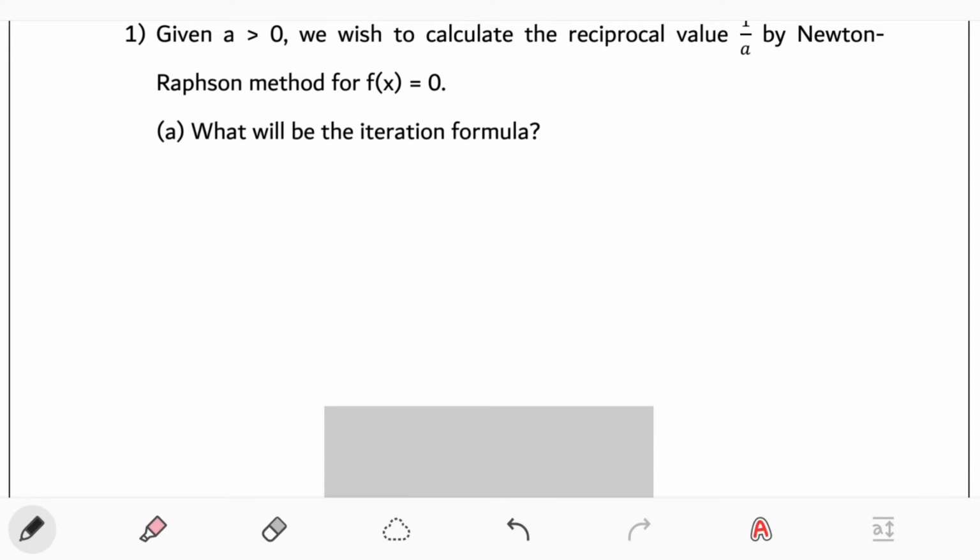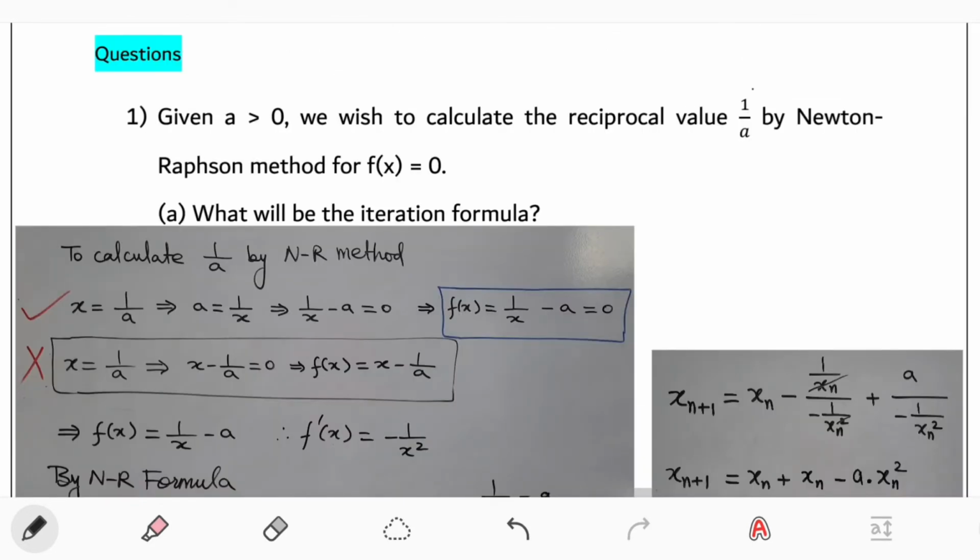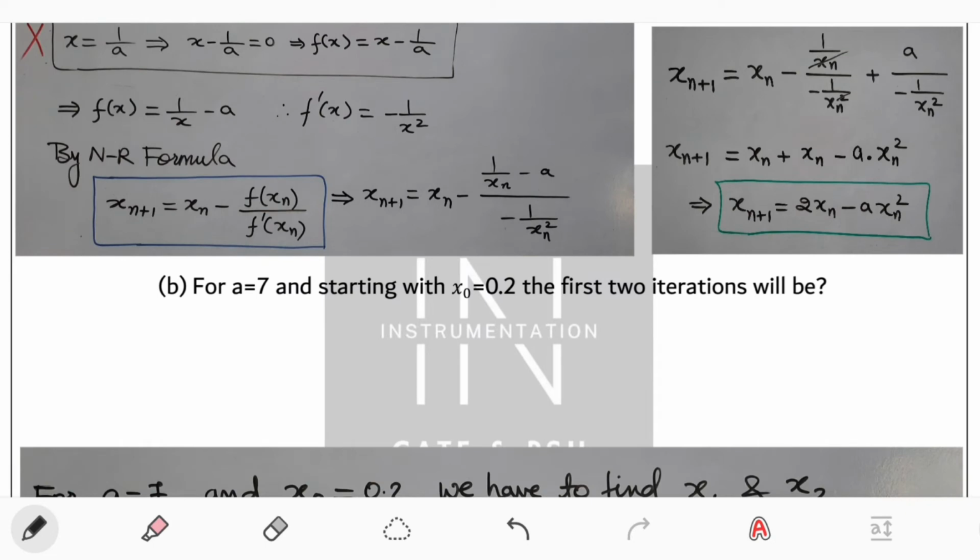Okay, so the first question given is, let me read the question first. Given a greater than 0, we wish to calculate the reciprocal value, which is 1 by a, by the Newton-Raphson method for f of x equals 0. The first part is, what will be the iteration formula. The second part is, for a equals 7 and starting with x naught equals 0.2, we have to find the first two iterations.